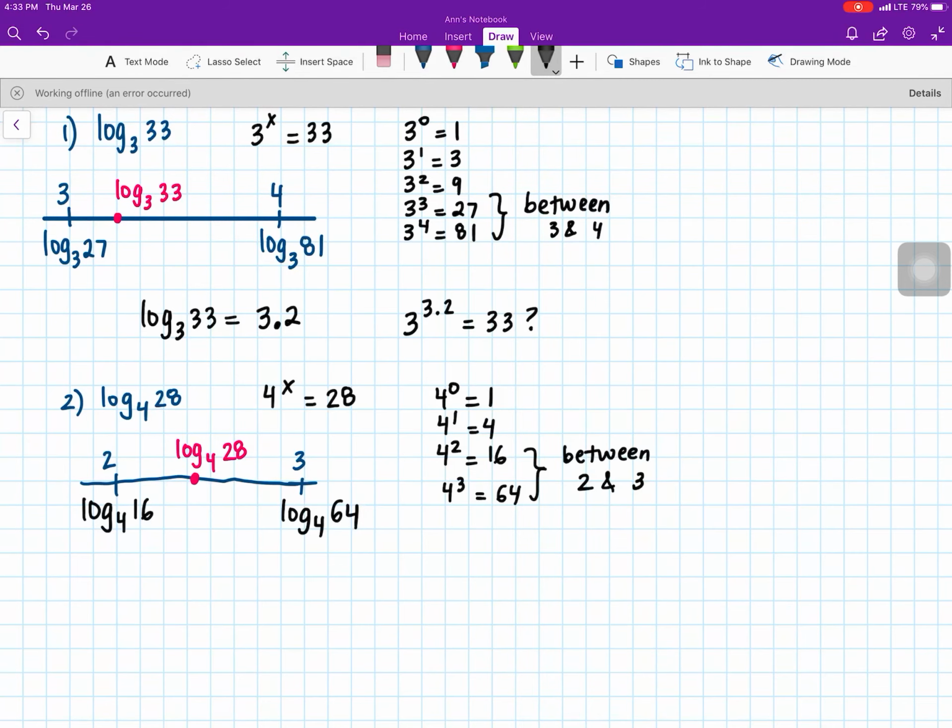So now you just have to estimate it. Log base 4 of 28, we know it's somewhere between 2 and 3. So I'll start with 2. It's closer to 2 than it is to 3, but it's somewhere in the middle, so you can just go ahead and guess around 2.4. Now, if you want to use your calculator and check this, you go 4 to the 2.4 and see if that's close to 28. And it is, around 27.85, which is close to 28.